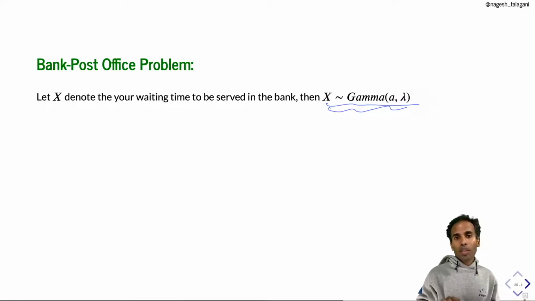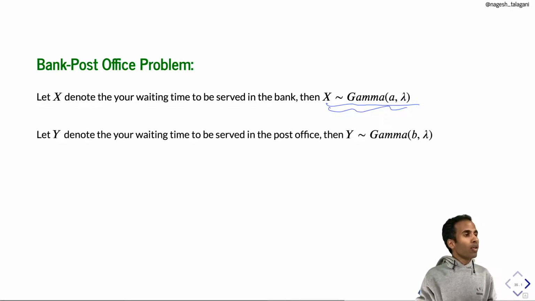Once you get served in the bank, then you go to the post office. Now you are in the post office standing in a queue and you are the b-th customer to be served in the post office. That means there are b minus 1 customers ahead of you. Let me assume that the average number of customers served in the post office is again the same parameter lambda. Okay, if I let Y denote your waiting time to be served in the post office, then Y follows the gamma distribution with the parameters b comma lambda. Okay, for similar reasons.